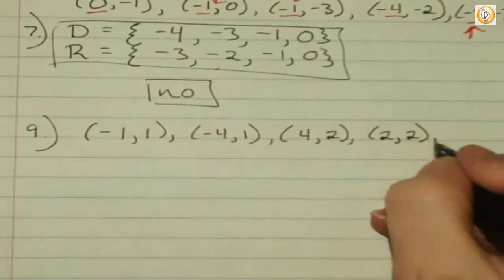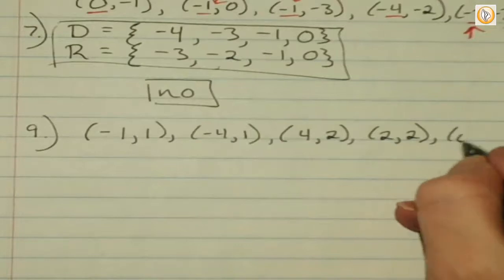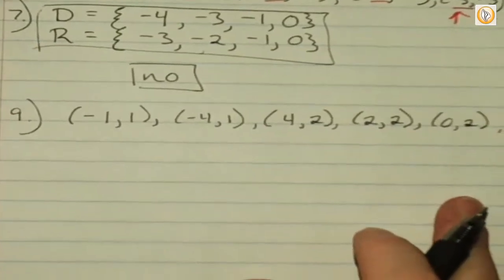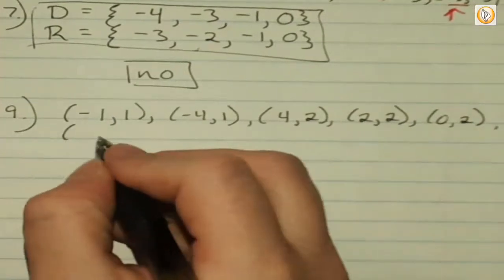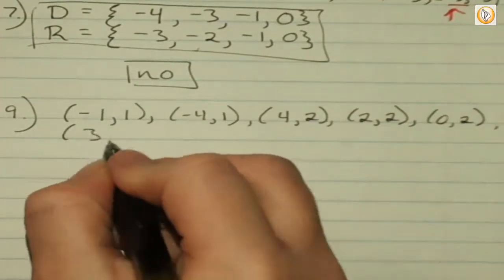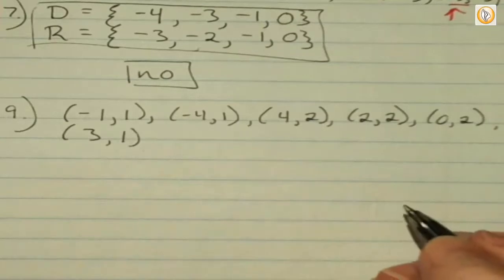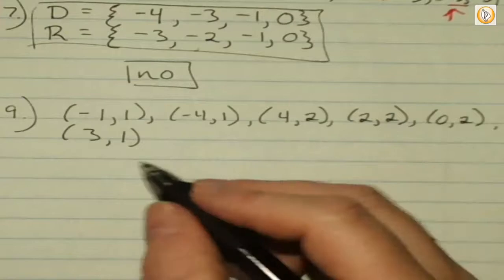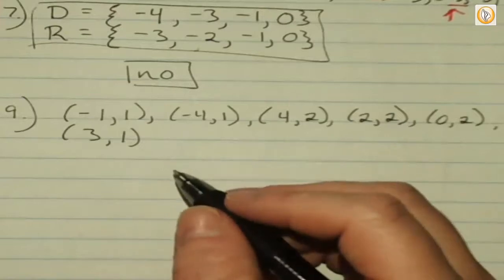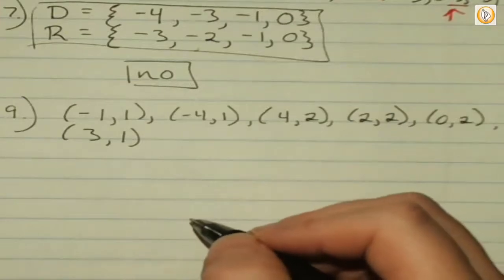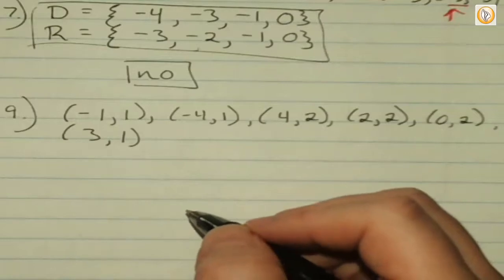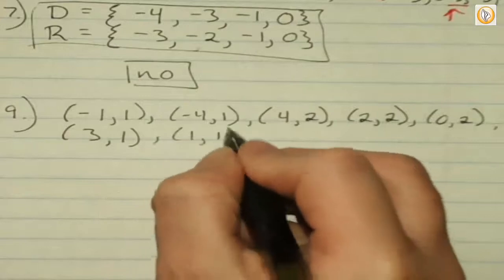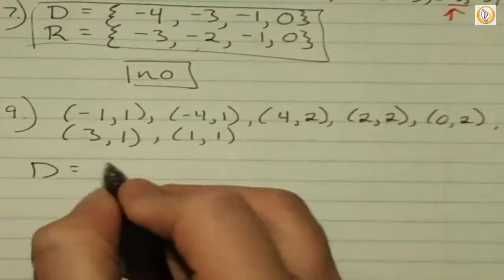Another one. Aiden. 0 and 2. Michael. 3 and 1. Is that everything? There should be another. Which one's missing? Taylor? 1 and 1. Okay, so let's write our domain.